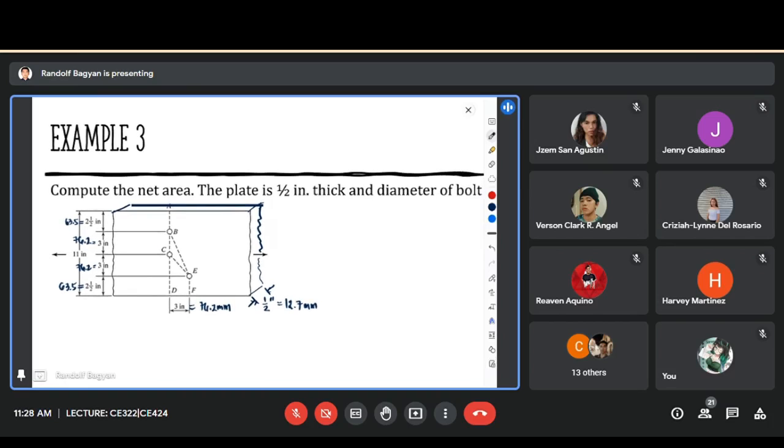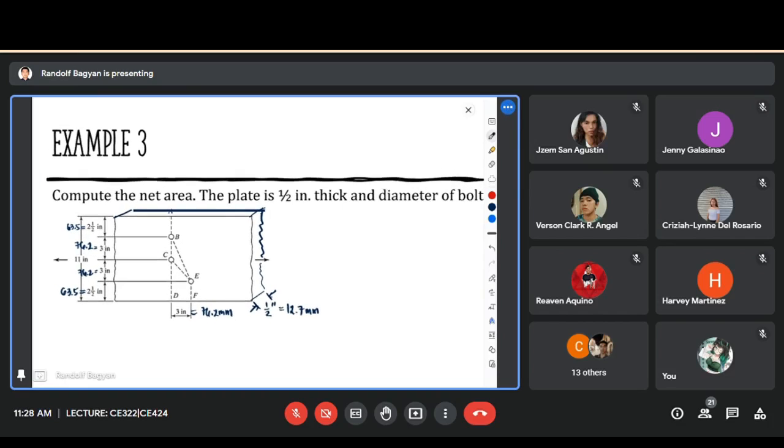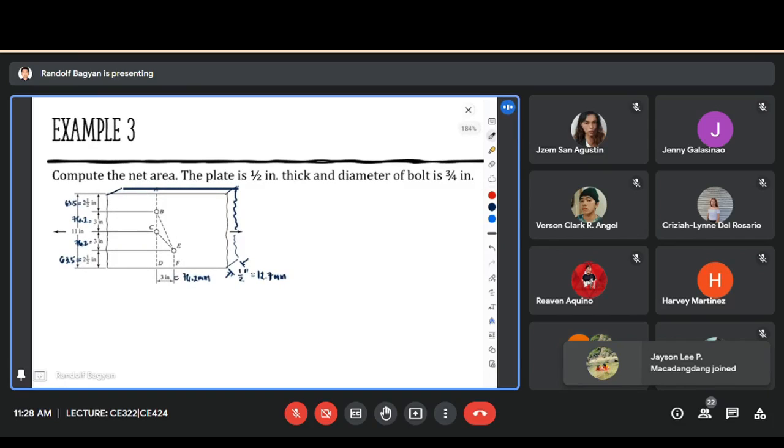Compute the net area. So eto, meron na tayong stagger. Okay? So, paano natin yan i-compute? You have to consider each failure plane. No? So, paano? It could be A, C, D failure. So we have to consider our failure lines. Number 1 is line A, B, C, D.